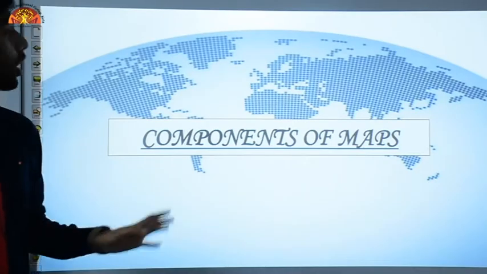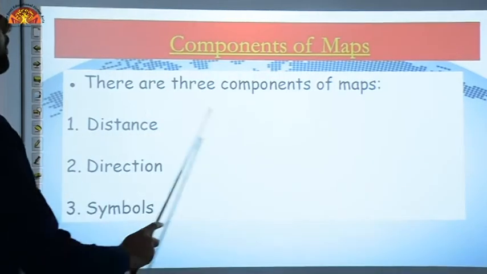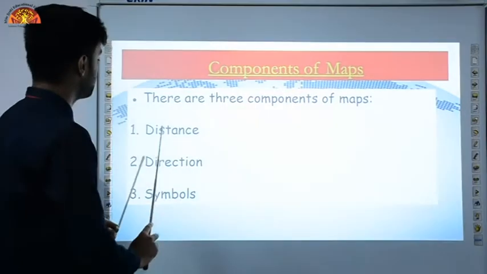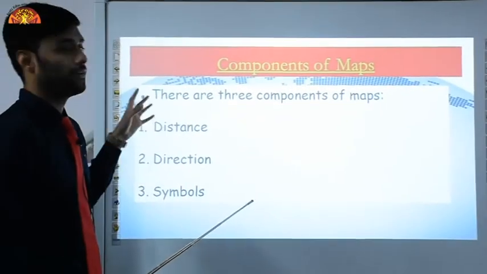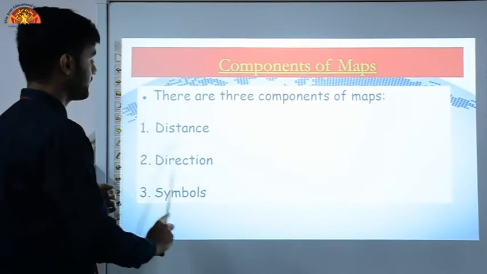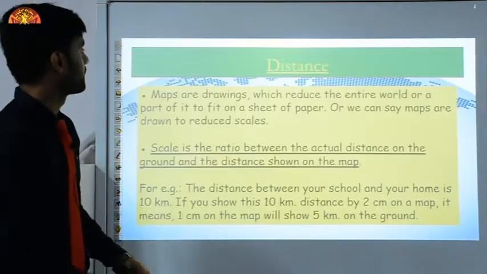Now we're learning about components of maps. What components of maps are there? There are three components of maps. Underline this. They are distance, direction and symbols. When we are drawing a map, we keep these three in our mind: distance, direction and symbols. Now let us cover these in detail.